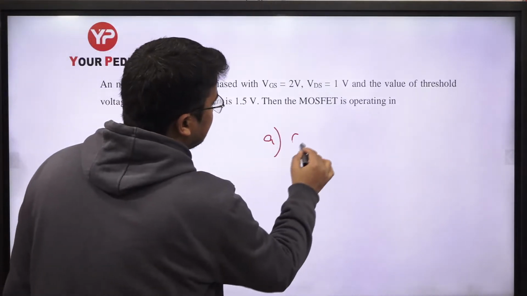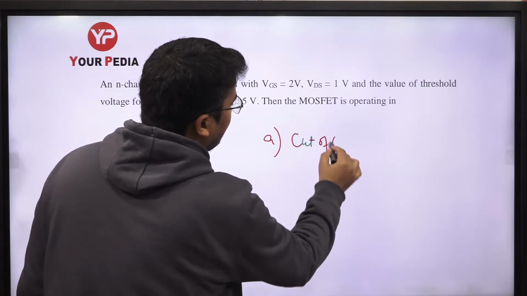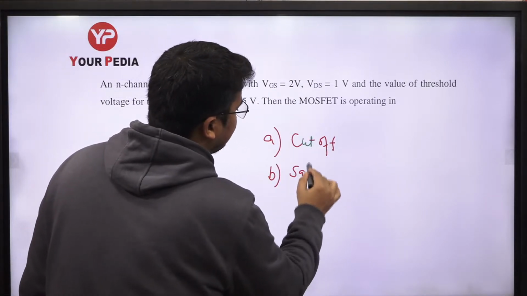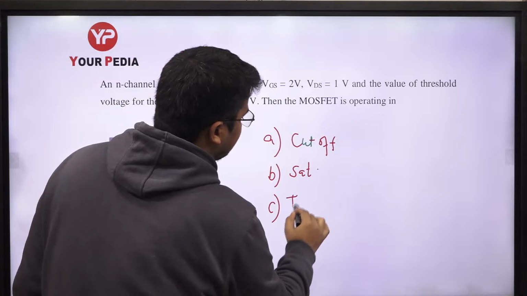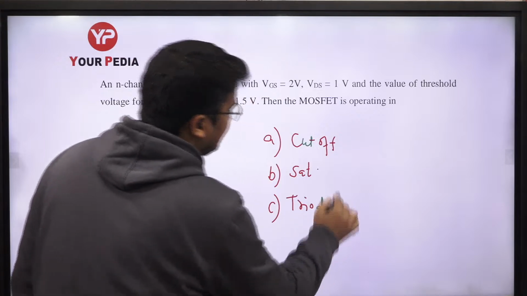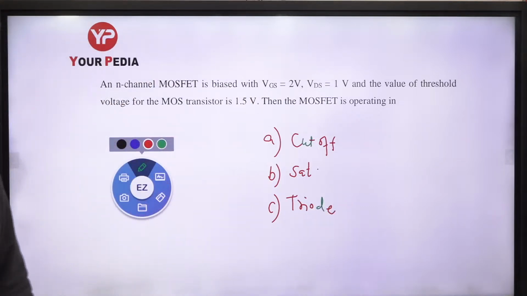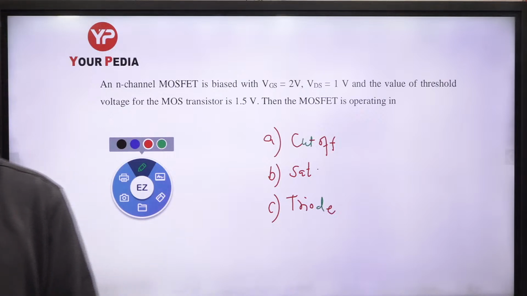Let me give you the options here. Option A is cutoff. Option B is saturation. And option C is triode. Tell me the answer out of these. What will be the region of operation? Guys, tell me what will be the region of operation here.